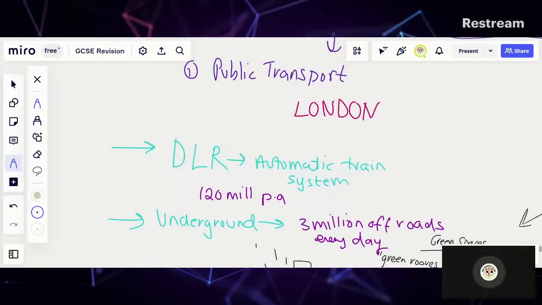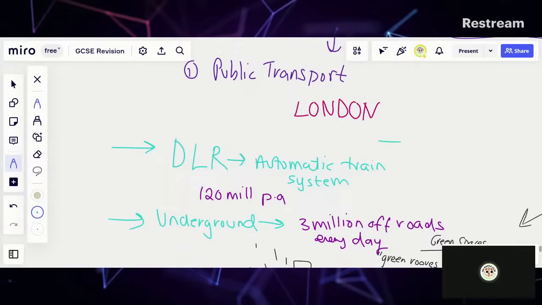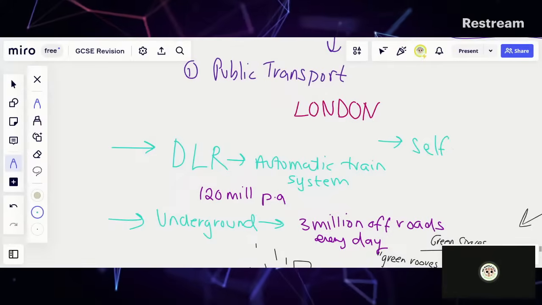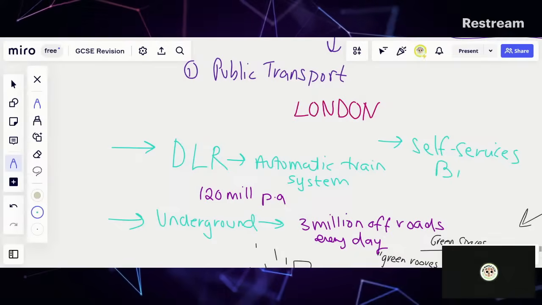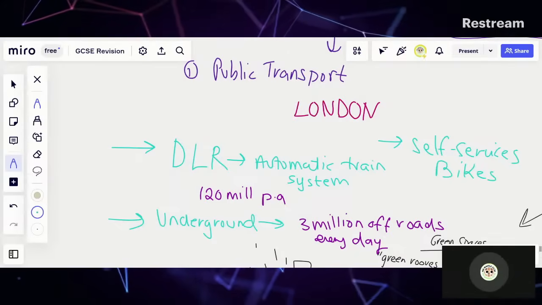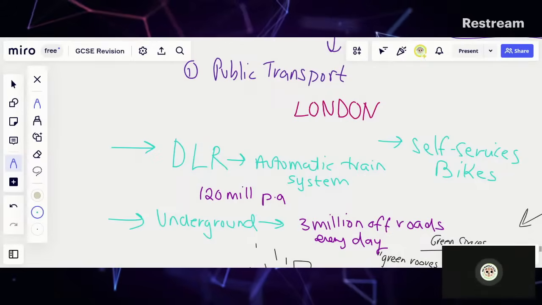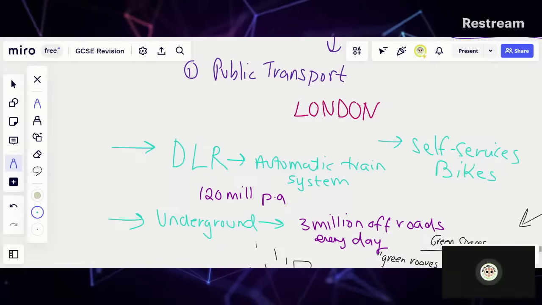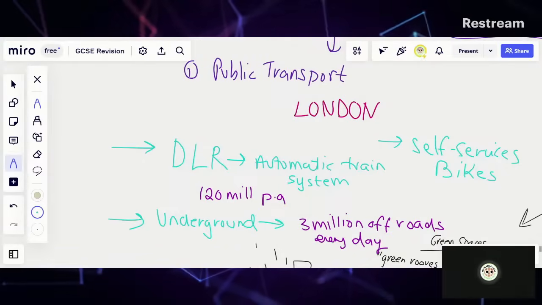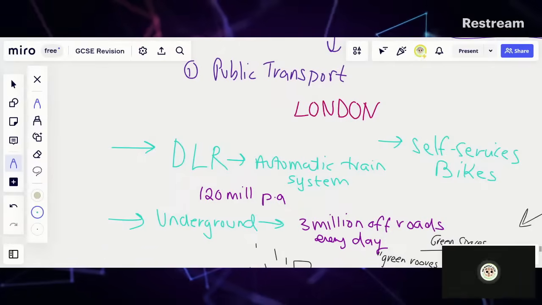So we've talked about the DLR, we've talked about the underground. There's also things such as self-service bikes. Now these can be electric bikes or these can be just normal regular bikes, and they are actually the cheapest form of public transport, and they also provide things such as bicycle lanes in London to allow people to travel using this self-service bike system.